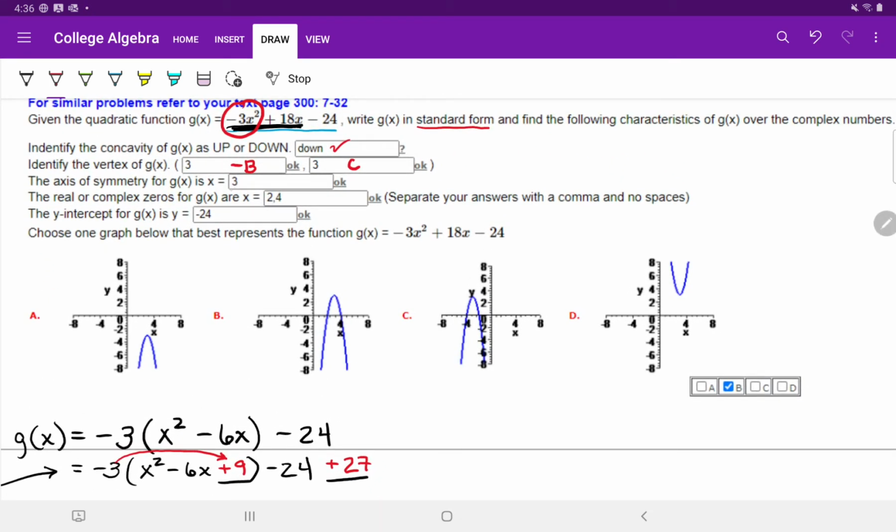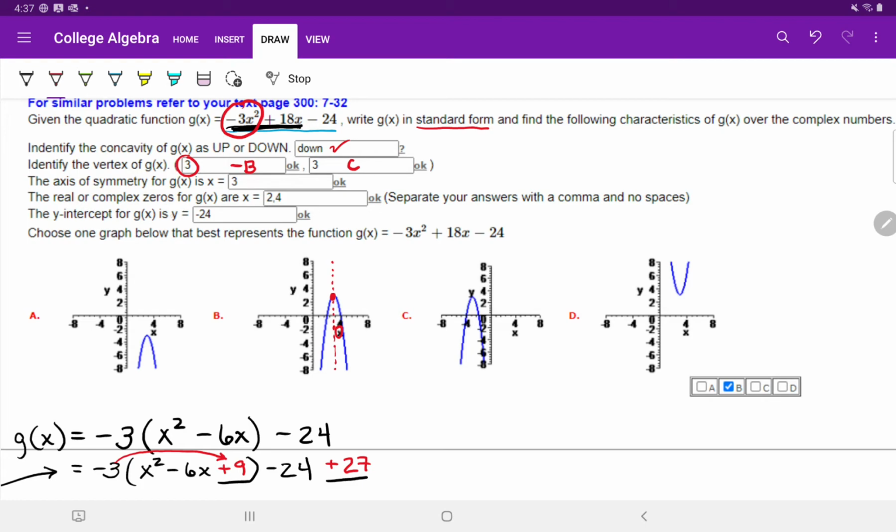And then the axis of symmetry is pretty simple. Your axis of symmetry is going to line up with the x value of your vertex. That's because if your vertex is at 3, 3, your axis of symmetry goes right down through it. So that would be the x value of +3, which comes from the +3 of the x value of your vertex.